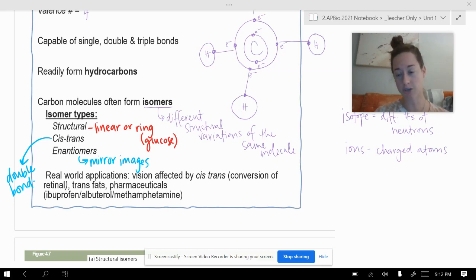Also, cis-trans isomers, we're going to talk about them when we do fats, but that's the difference between a saturated fat, an unsaturated fat, and trans fat, which is actually the double bond layouts in an unsaturated versus a trans fat. So I'll show that to you as we get further on, but this stuff does actually matter for living things, even though it sounds very chemistry. It actually does matter for living things.